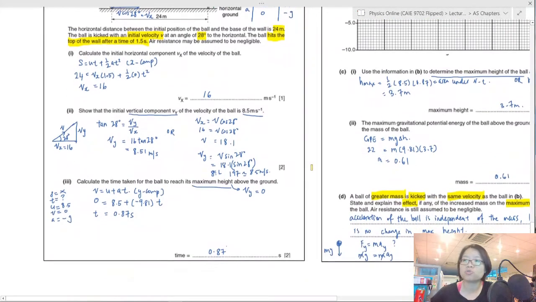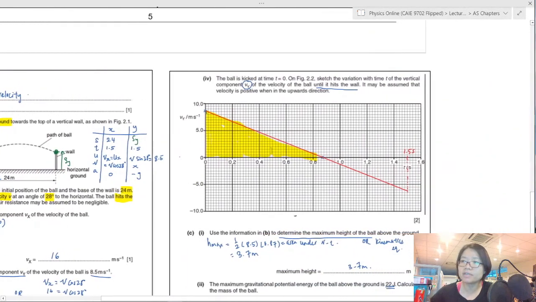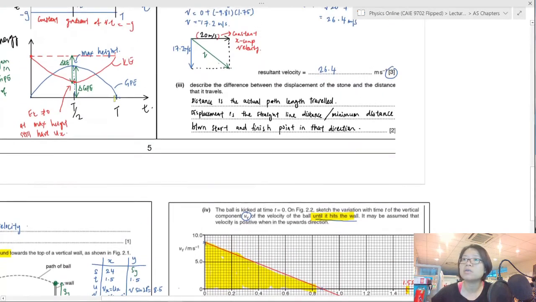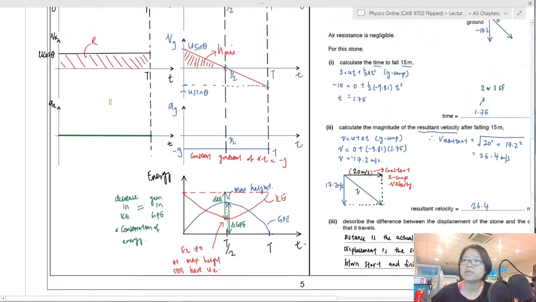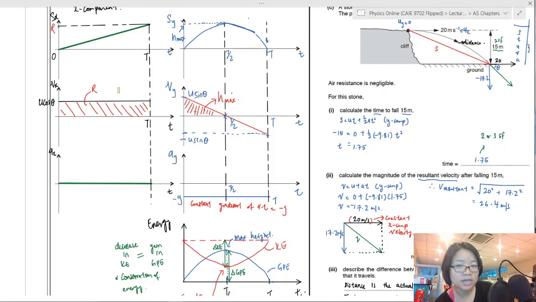The second thing I want to talk to you about, besides this, is that when it comes to graphing, the values are important. If they say until it hits the wall, then you need to stop where it hits the wall, which is 1.5. And finally, if you think about this, this entire situation is just free fall adding a horizontal component. So this question definitely will come out in your AS. It's just that you don't know whether it'll be in objective, whether it's in structure, whether they will combine it with other topics. So have fun trying out past year questions.